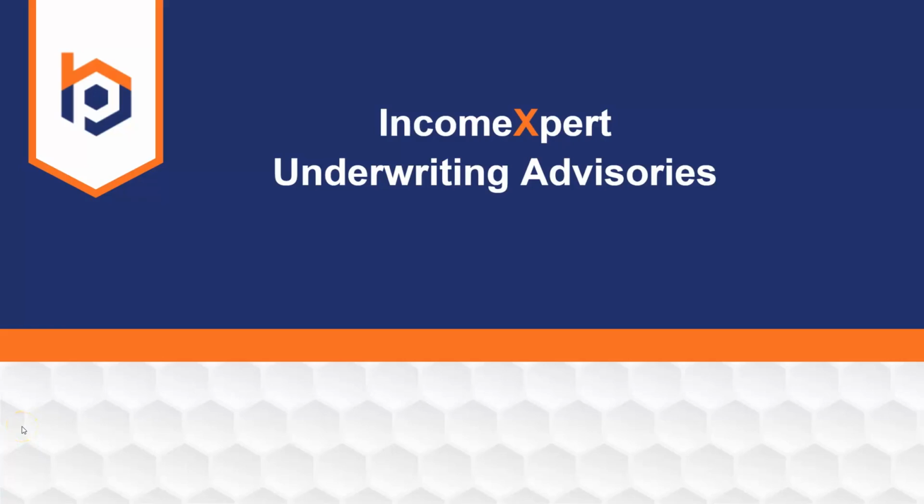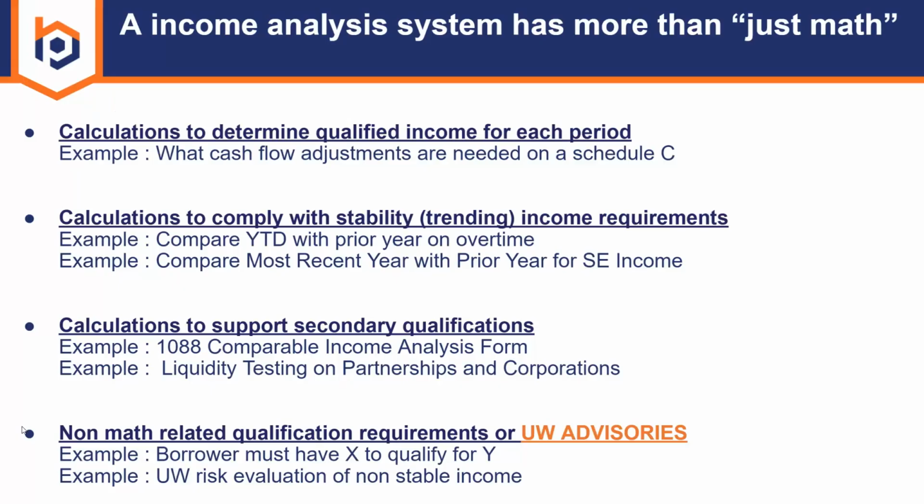In this knowledge-based video, we're going to go over the income underwriting advisories and their role in qualifying a borrower's income. Now, an income analysis system has more than just math to qualify a borrower's income for the agency guidelines. First, we have to calculate to determine a qualified income for each period. For example, in a Schedule C, we'll take line 31 and make cash flow adjustments such as line 30 and 24 Bravo to get an income for a single period.